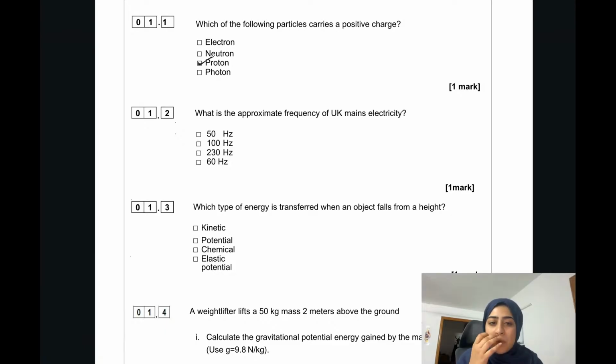Okay, question 1.2, what's the approximate frequency of UK mains electricity? Again, we know that the frequency is 50 hertz and the voltage of UK mains electricity is 230 volts. Okay, so that's a mark.